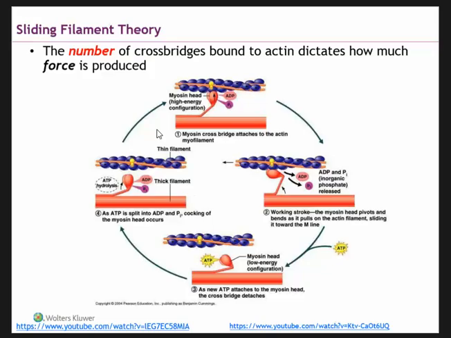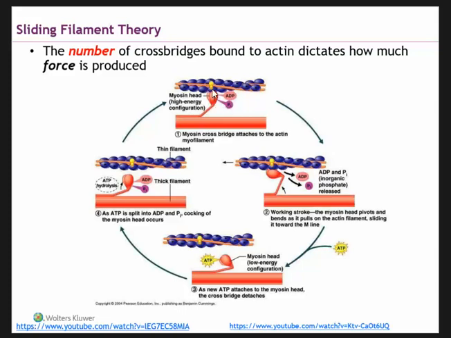Okay, we read that statement at the top there, and we already learned that the number of cross bridges that are formed, the number of myosin heads that attach to actin, determines how much force we produce. But this picture here is really important because it shows that power stroke one more time. So the myosin head, we see here a high energy configuration. So the cross bridge attaches to the actin filament. We needed ATP to do that, and what happens is now it's hydrolyzed into ADP and phosphate.